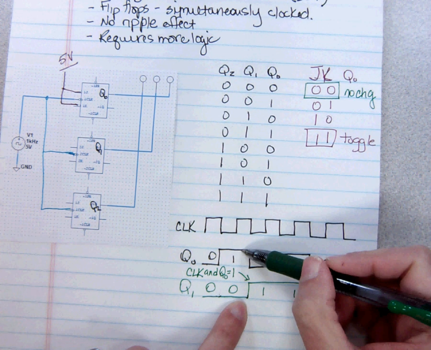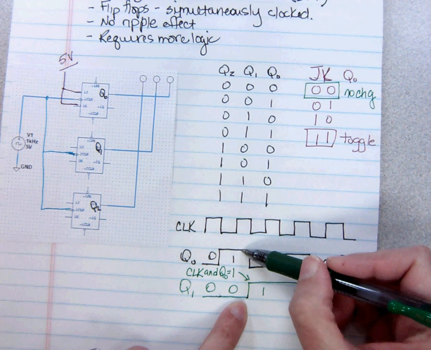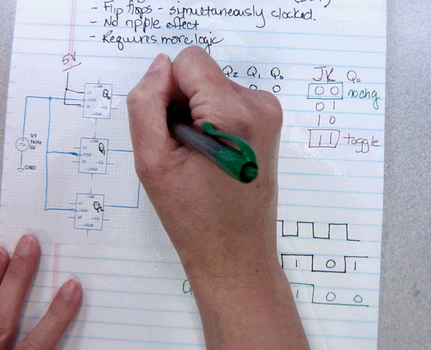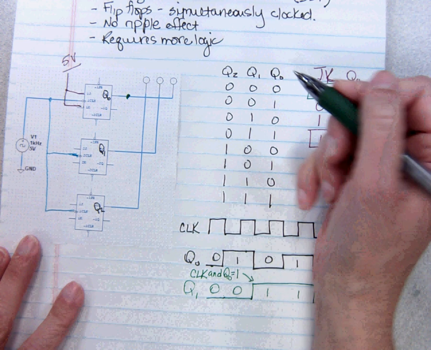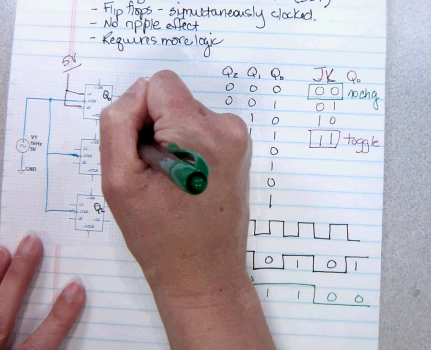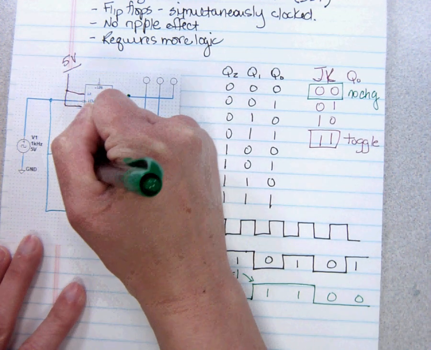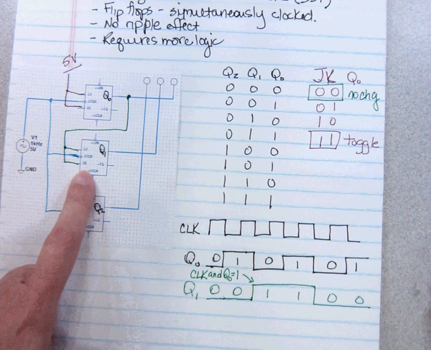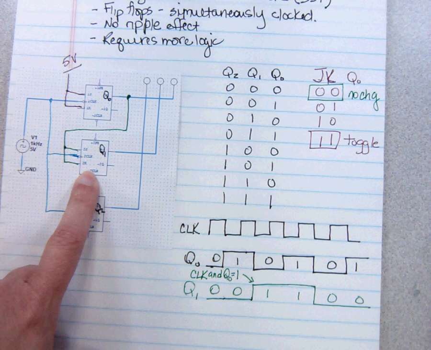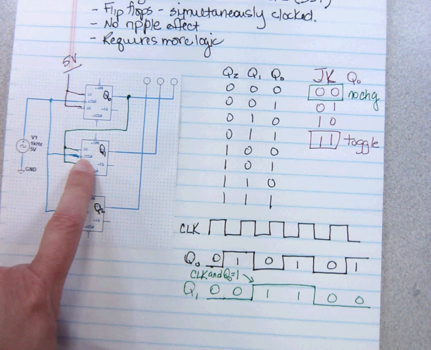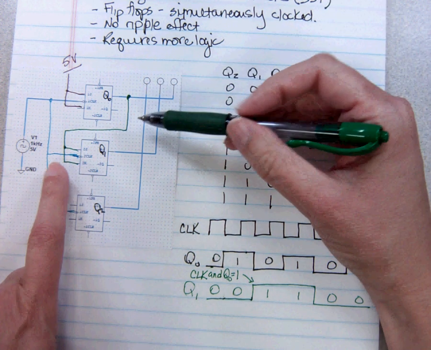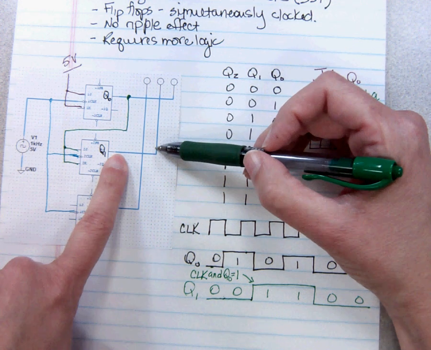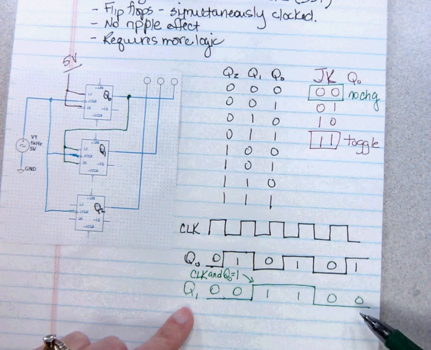So what I'm looking for is Q0 to be 1. Over here, Q0 will be 0. So if I take the Q0 output and connect that to my J and K, that will allow this flip-flop to toggle only when the clock has a falling edge and Q0 is 1. So that's what's going to produce the output for Q1.